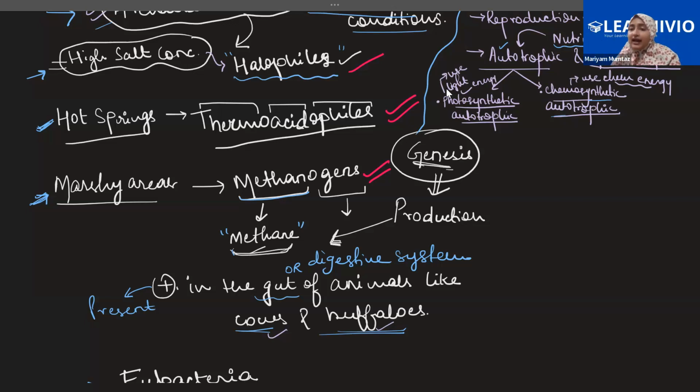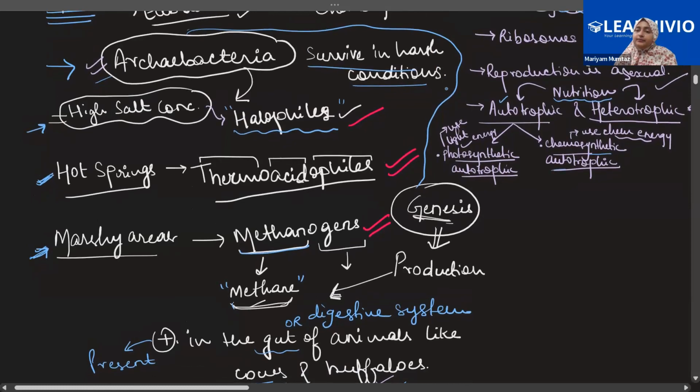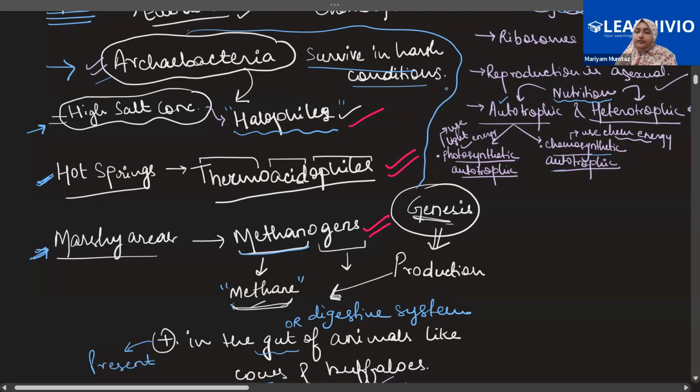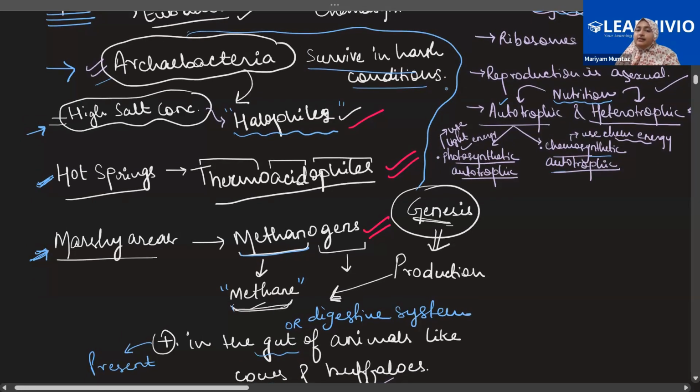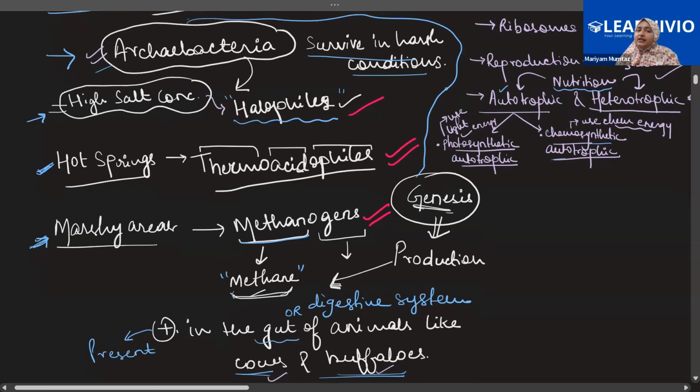And in that, because of the presence of methanogens, methane is produced. This methane is used as fuel. So this methane is produced by the methanogens. Have you understood the three different types of archaebacteria? Is the cell wall present in archaebacteria or absent?